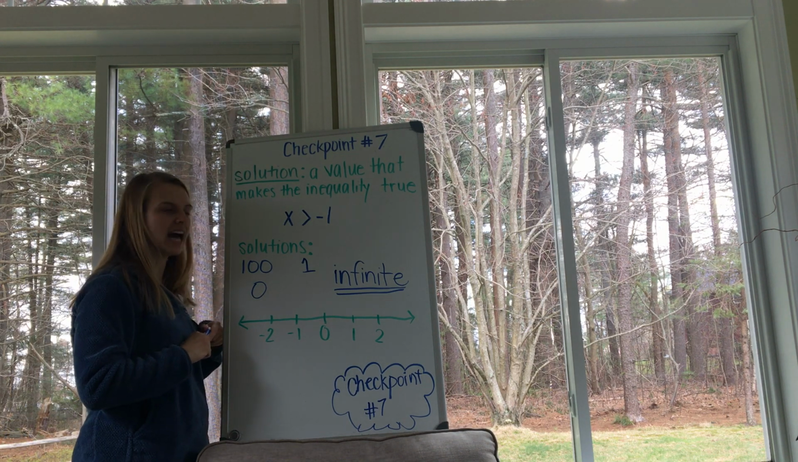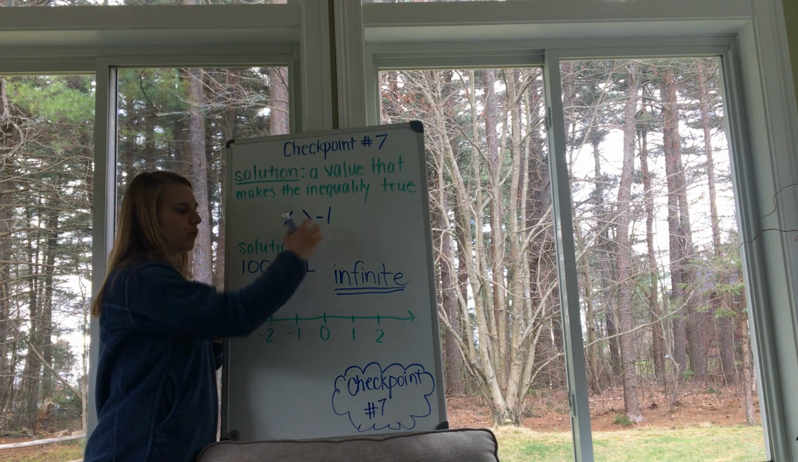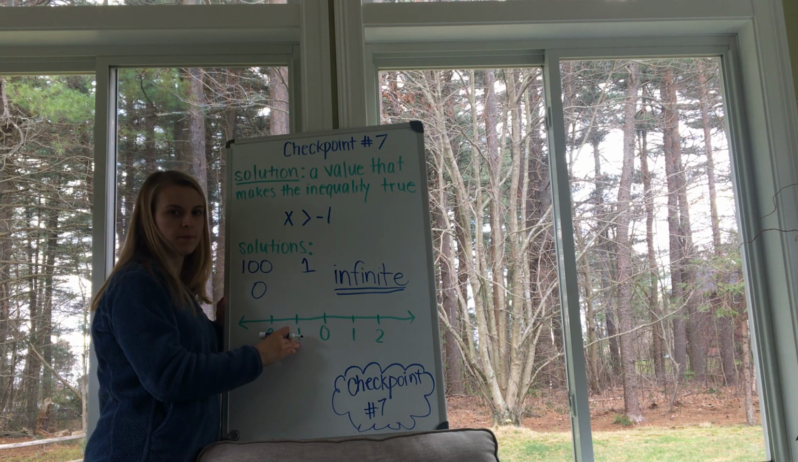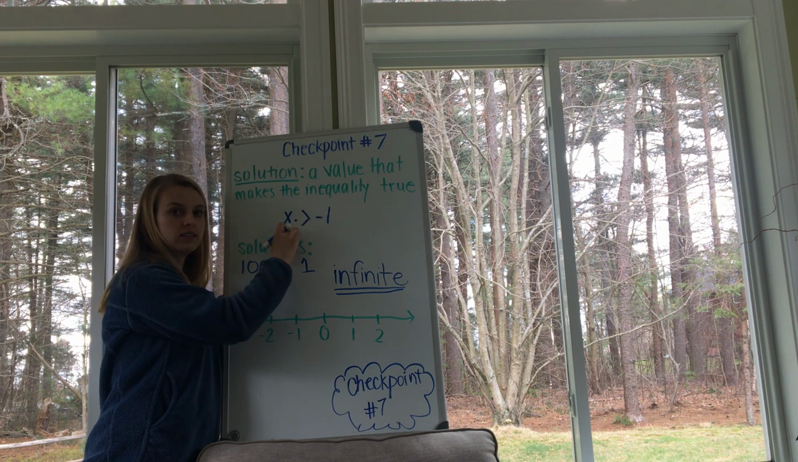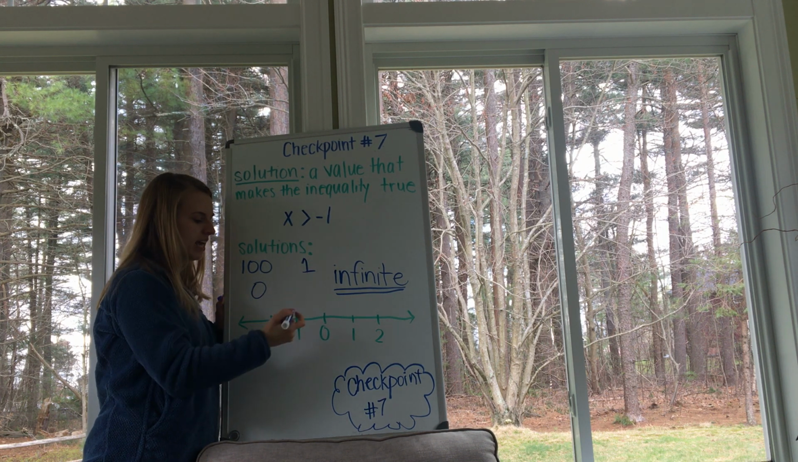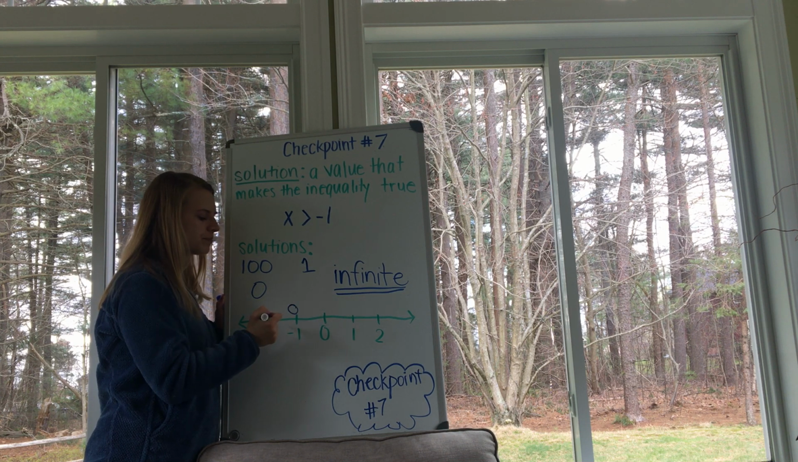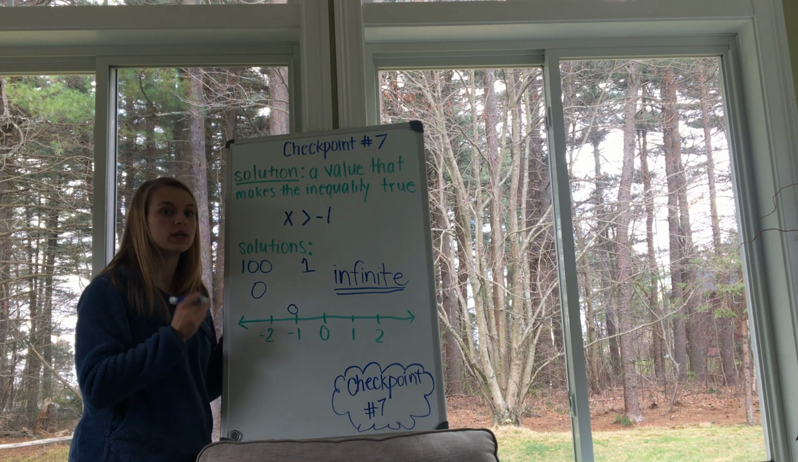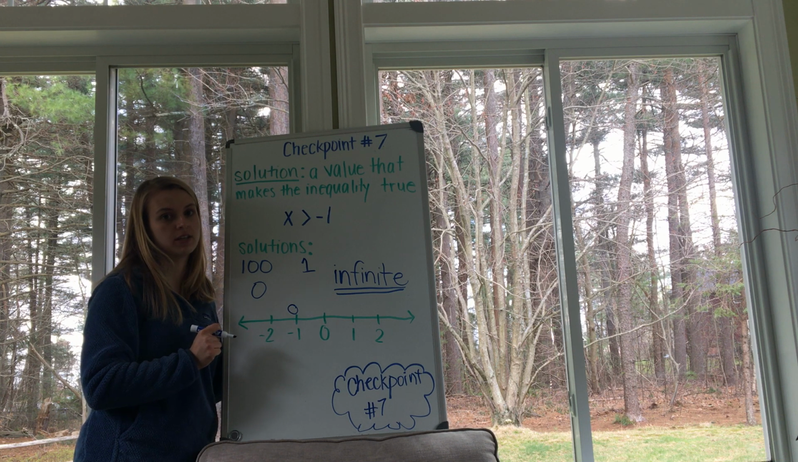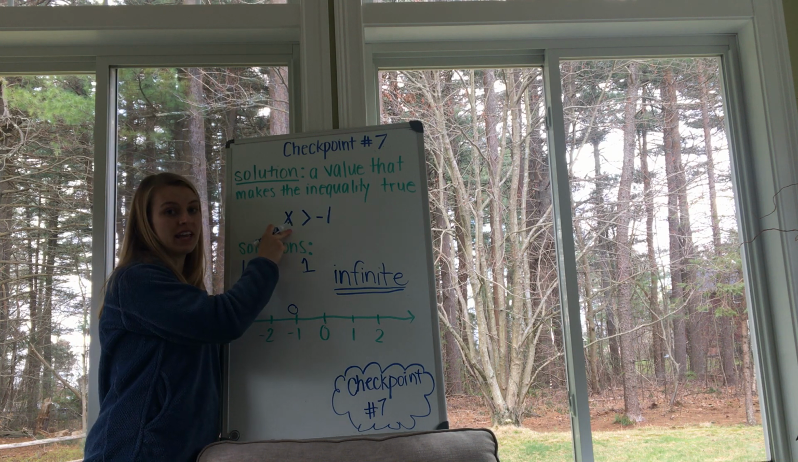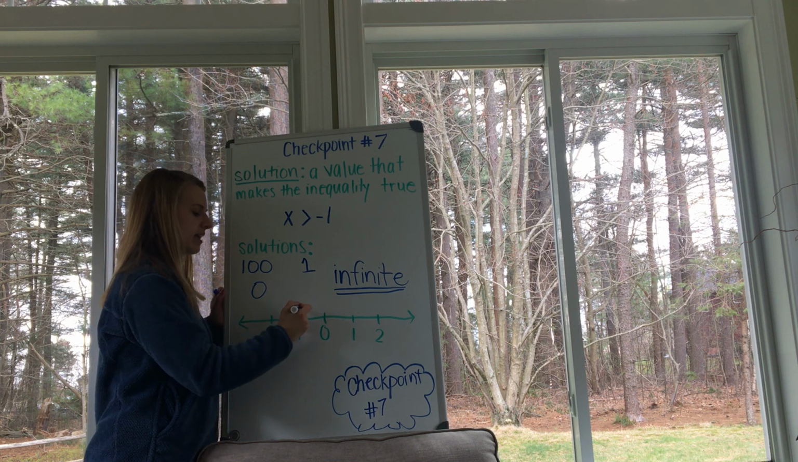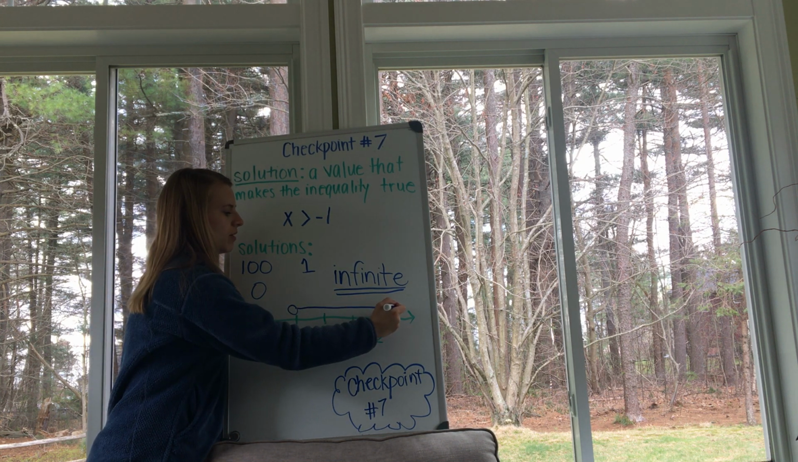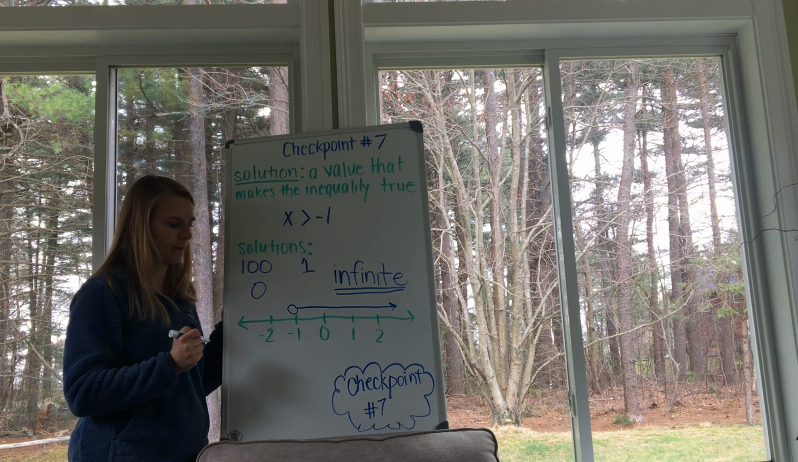Our first step is to decide where we're starting. -1. So we're going to start at -1 right here. Our second step is to decide if it's going to be an open circle or a closed circle. Since there is no line underneath the inequality sign, it's going to be an open circle. And last step, we need to decide where the arrow should point. So since x is bigger than -1, we want to point in the direction of the numbers that are bigger than -1. So we're going to make the arrow go all the way this way.